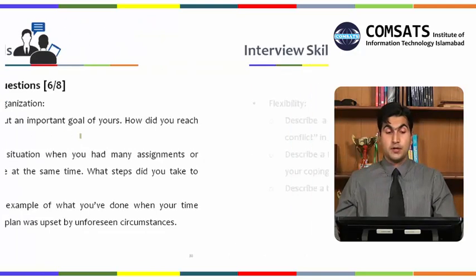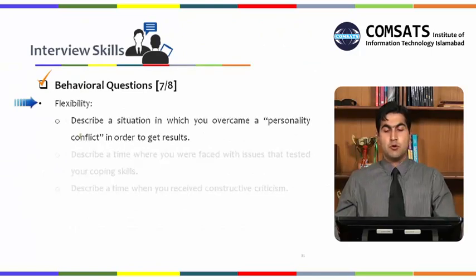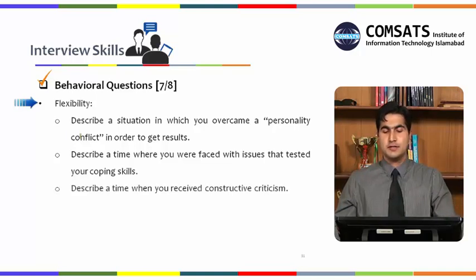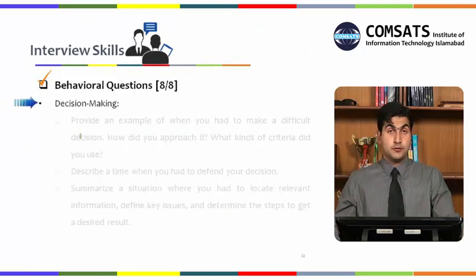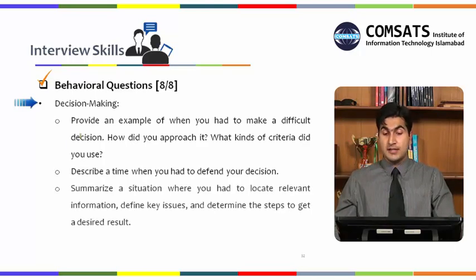So these could vary. In case of looking at flexibility, describe a situation in which you overcame a personality conflict. Describe a time when you were faced with issues that tested your coping skills. How did you cope with it? Describe a time when you received constructive criticism, and how did you deal with it? In case of your decision making skills, provide an example of when you had to make a difficult decision and how you approached it. Describe a time when you had to defend your decision. Summarize the situation where you had to locate relevant information, define key issues, and so on.